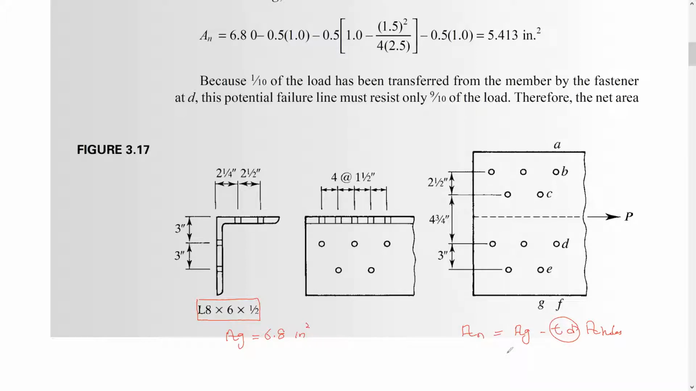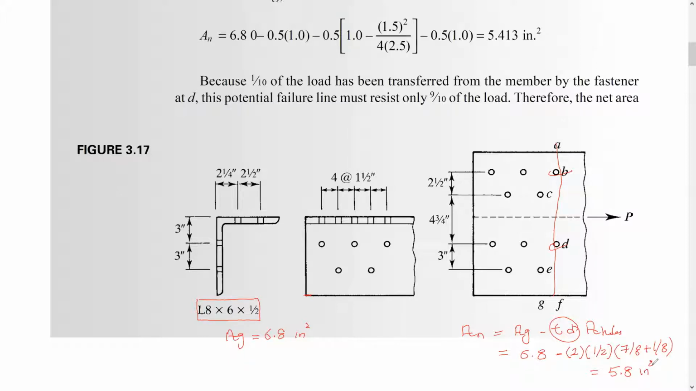So here this one is going to be 6.8 minus. How many bolts do we have in this path? We have 1 bolt, 2 bolts here. So there's going to be 2, this is the number of bolts, times 1/2, this is the thickness in inches, times the diameter for the holes. 7/8 is the diameter for the bolt, plus 1/8. So this is the diameter for the hole, and this is going to be equal to 5.8 inch square. So this is the first path.